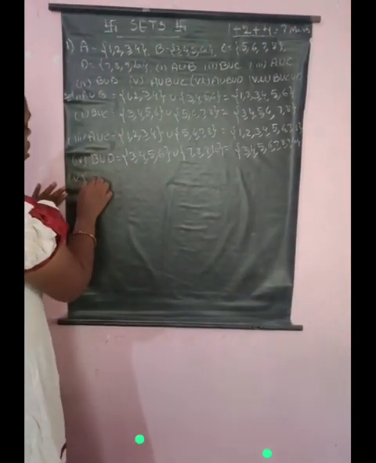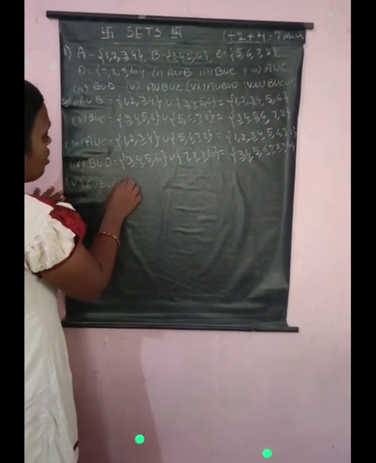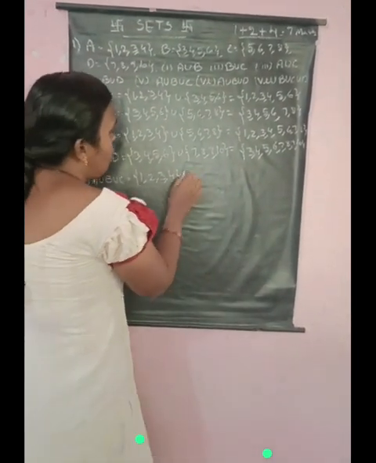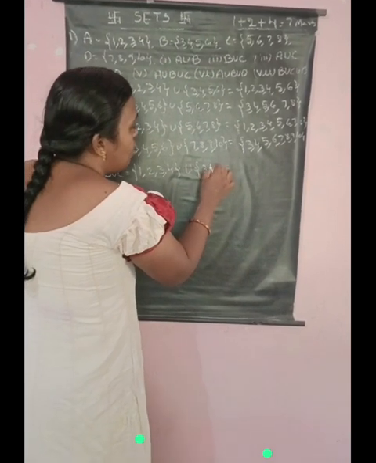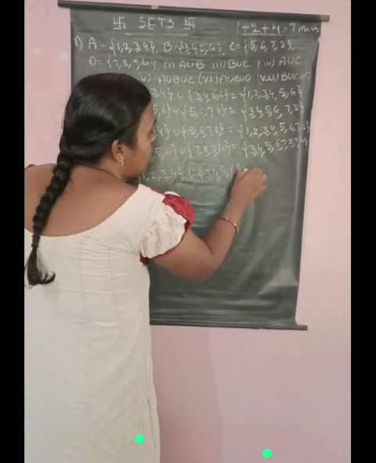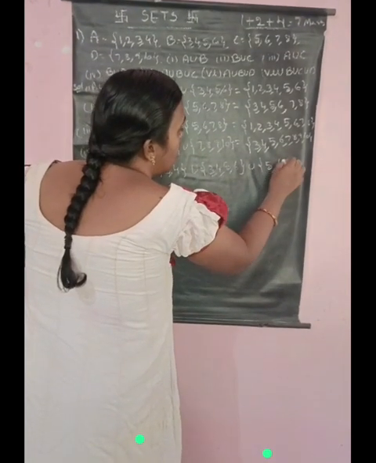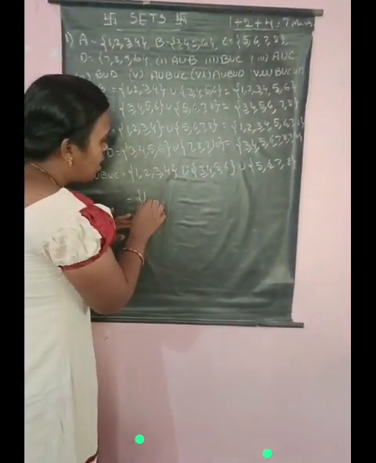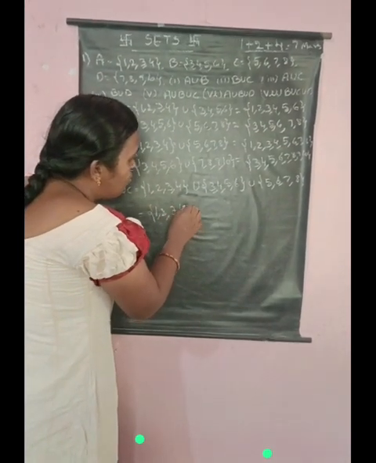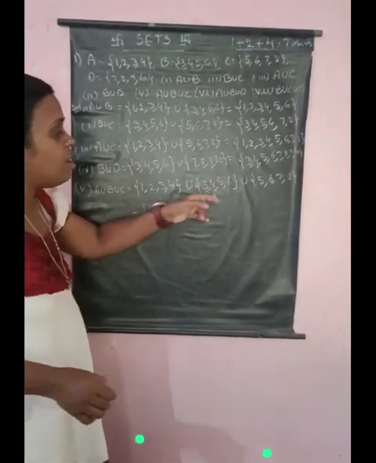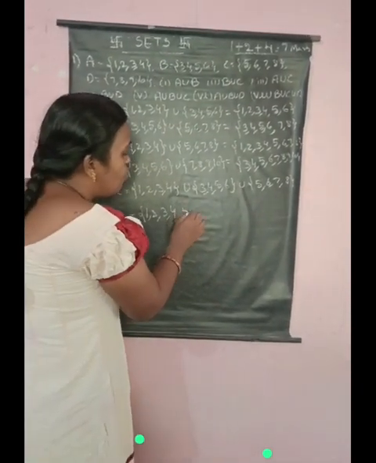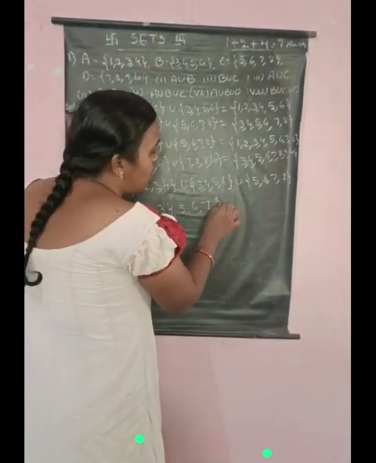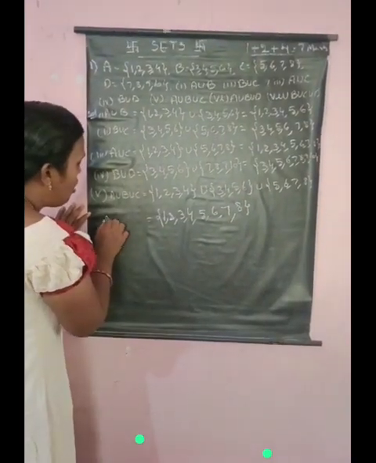And fifth one, A union B union C. A set 1, 2, 3, 4. Union B set 3, 4, 5, 6. Union C set 5, 6, 7, 8. Equal to, first we have to write A set elements 1, 2, 3, 4. Next B set. In this 3, 4 are repeated. Then the remaining terms are 5, 6. In this also 5, 6 are repeated. Then the remaining terms are 7, 8. A union B union C.